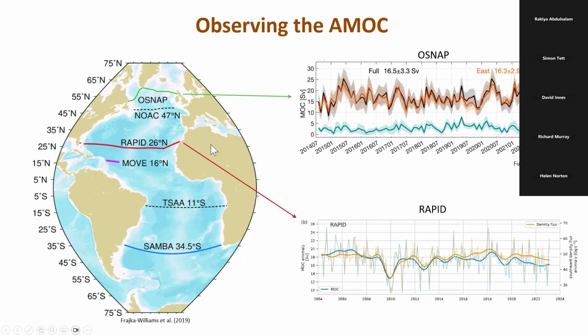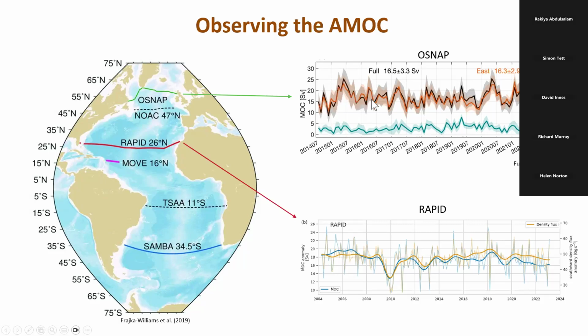And then the OSNAP array in the subpolar North Atlantic, this is the one that we at SAMS are heavily involved with. This observes the AMOC right adjacent to these convection regions. So we're right next to the regions where this dense water is formed. And this has been running since 2014, so only 10 years, and it gives us this time series here.